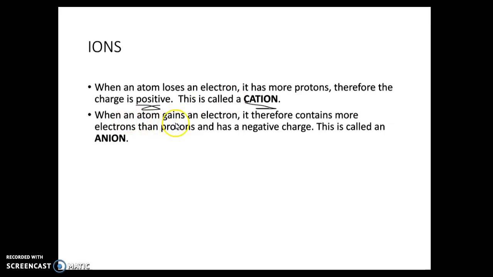When an atom gains an electron, so they're getting more negative charge, they are going to have an uneven protons versus electrons. They're going to have more electrons, so they're going to have a net negative charge, and this is called an anion. An anion to me sounds like onion, and that's onion breath, and that's kind of a negative. Okay?